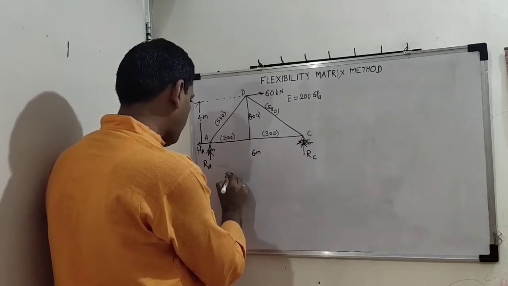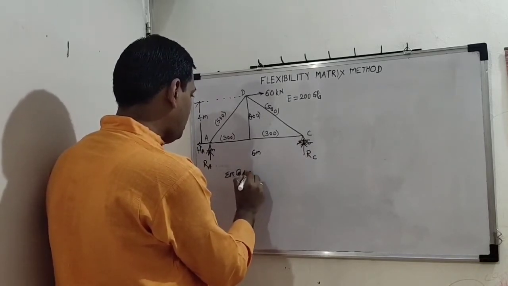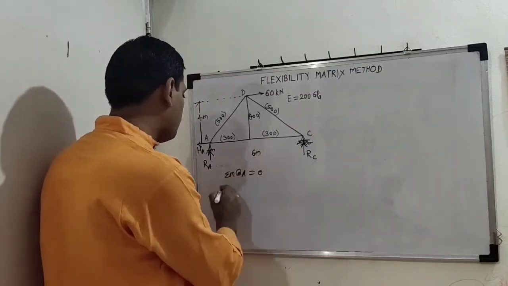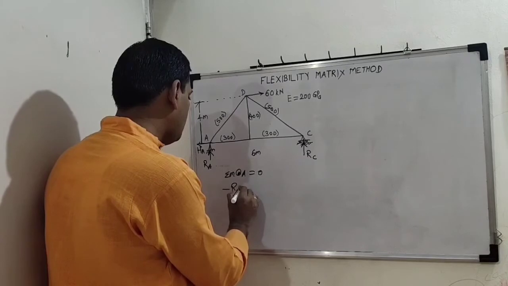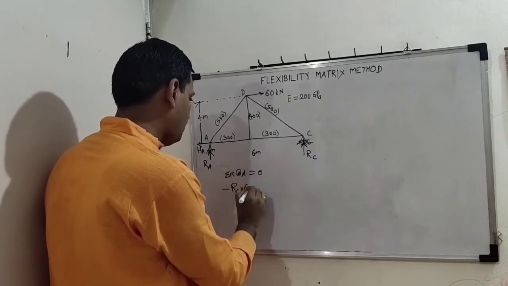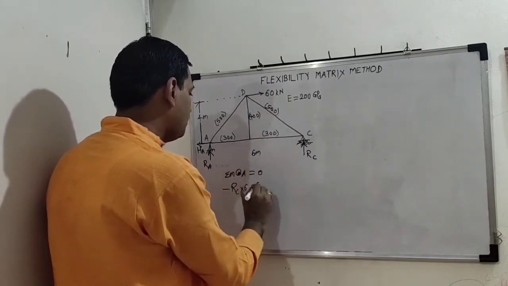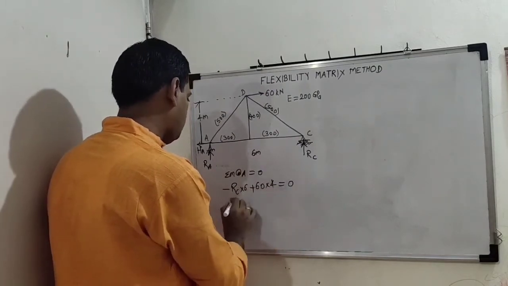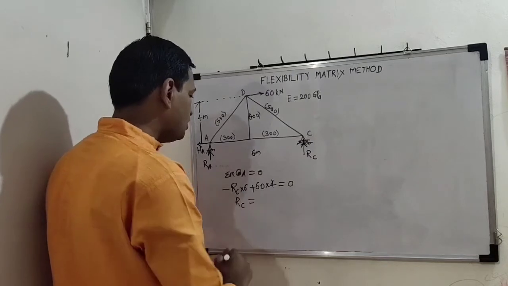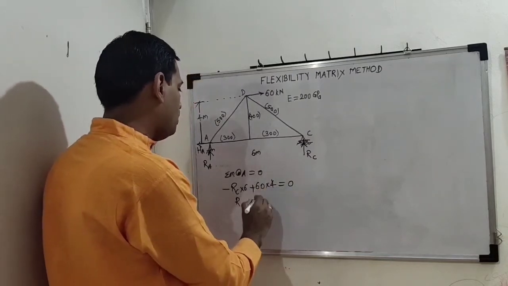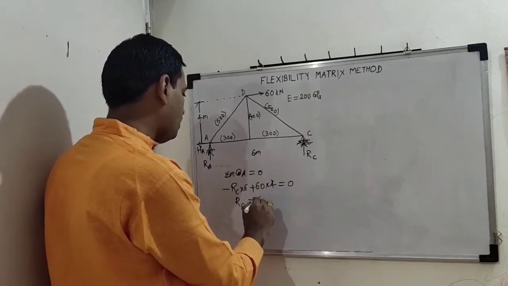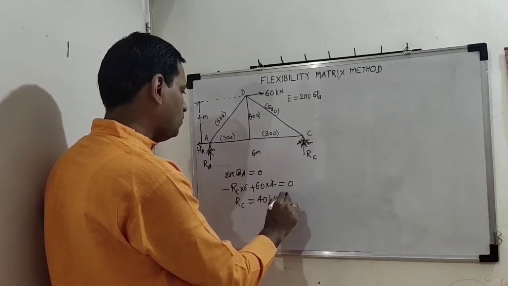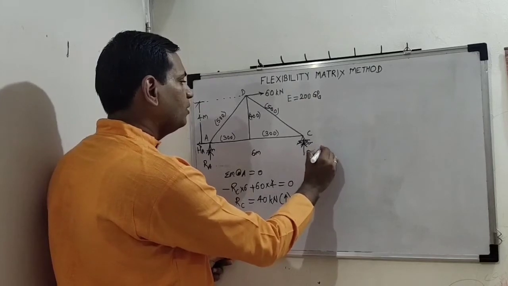So summation of moment about A is equal to 0. This is our first condition of equilibrium. So minus RC into 6, please remember, plus 60 into 4, it is equal to 0. So how much is RC? 60 into 4 upon 6, so 10 into 4, 40. RC is 40 kN, I'll write here.